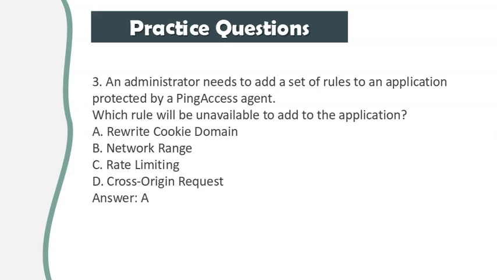3. An administrator needs to add a set of rules to an application protected by a PingAccess agent. Which rule will be unavailable to add to the application? A. Rewrite cookie domain. B. Network range. C. Rate limiting. D. Cross-origin request. Answer. A.